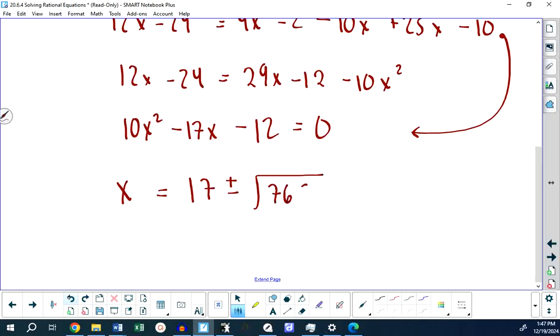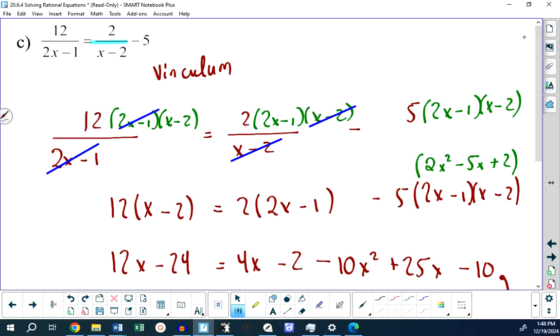I think maybe 9 divides into it. Does 9 go into 769? Maybe not. No, I don't think there are any numbers that go into it that's a perfect square. And that, again, makes our lives very easy over 2a, which is 20, because we don't even have to simplify this. That's the answer. And I hope you see that neither of those two answers are non-permissible. The non-permissible values of x would be 2 and 1 over 2.